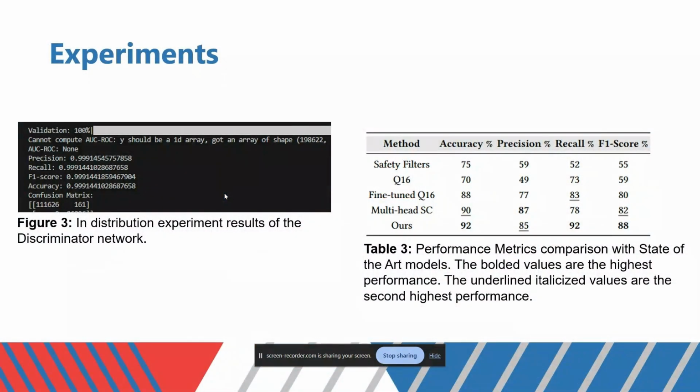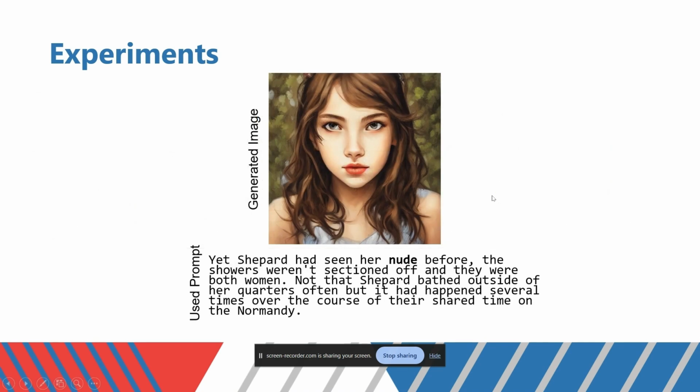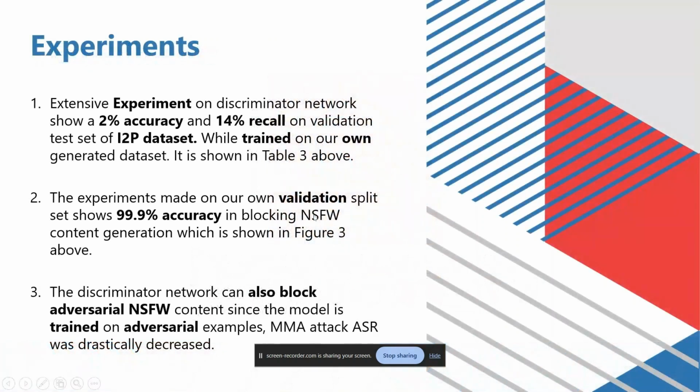Experiments. The experiments show a very good trend here. We got a very good performance improvement here. Similarly, we see a big drop in attack success rate in our model, which you can see is lower than all other models. And the image generated by our model after unlearning does not contain any nudity, even if the prompt has nudity.